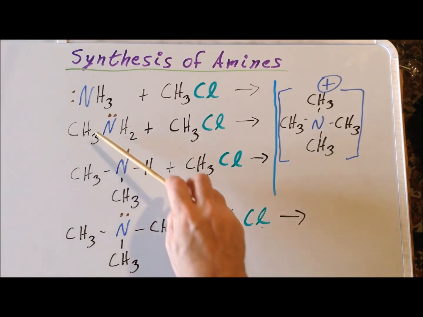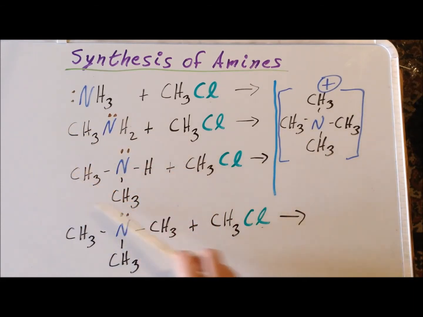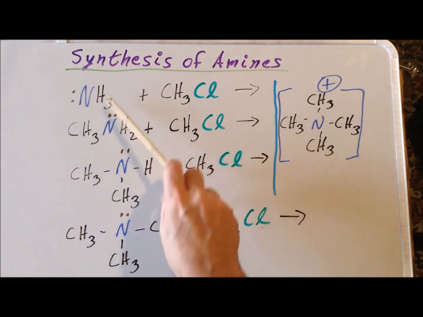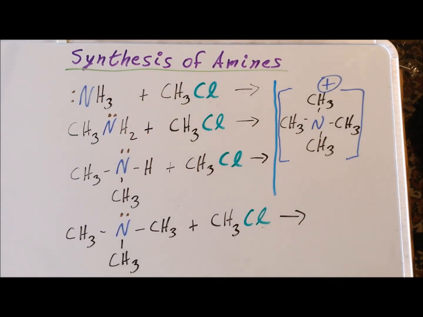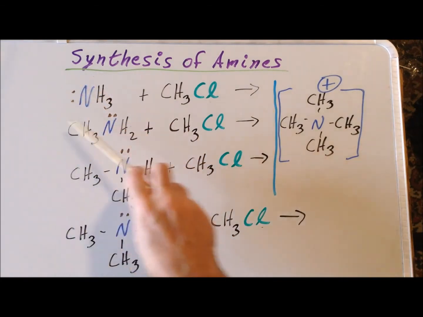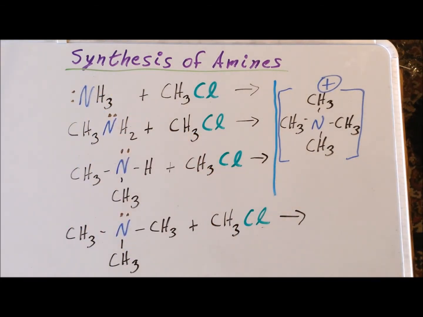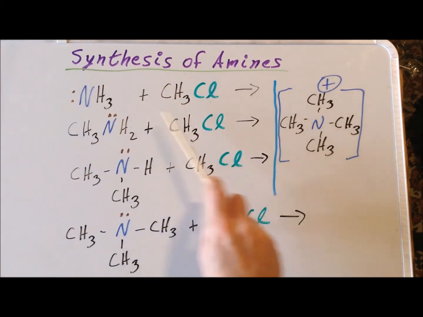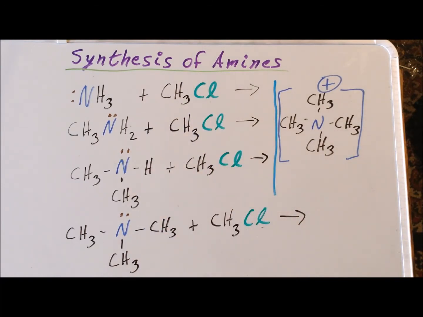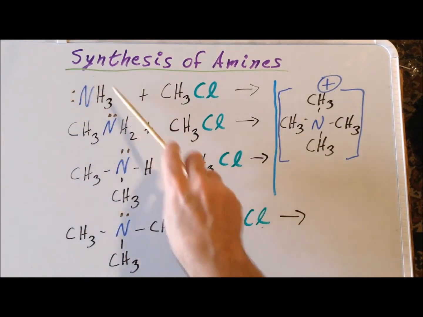What makes this worse is, as we add each methyl group, the resulting product is even more likely to react with the substrate than the initial ammonia was. So here is a case where if we absolutely want to generate methylamine and only methylamine, the secret to do that is to use the minimal amount of chloromethane and use a huge excess of ammonia, so that of any of the amines that are going to react with the chloromethane, it's most likely to be ammonia.